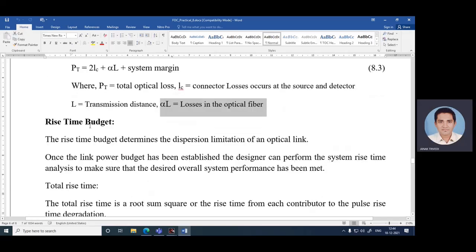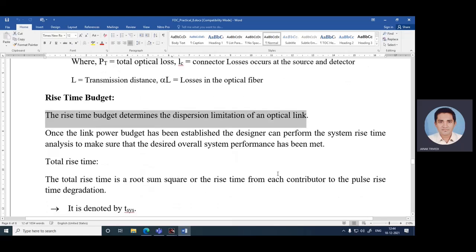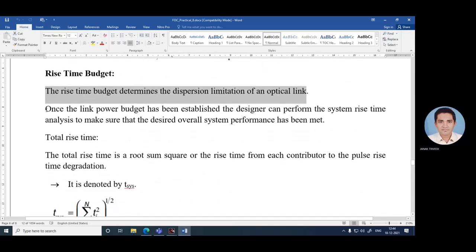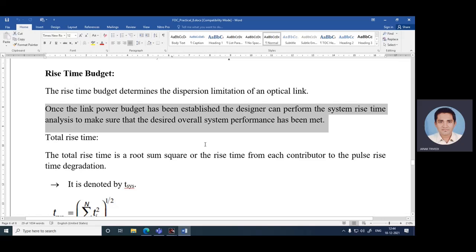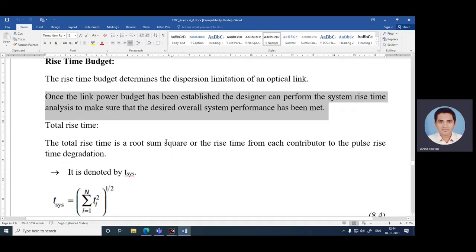Equation 8.3. Rise time budget. The rise time budget determines the dispersion limitation of the optical link. Once the link power budget has been established, the designer can perform the system rise time analysis to make sure that the desired overall system performance has been met.